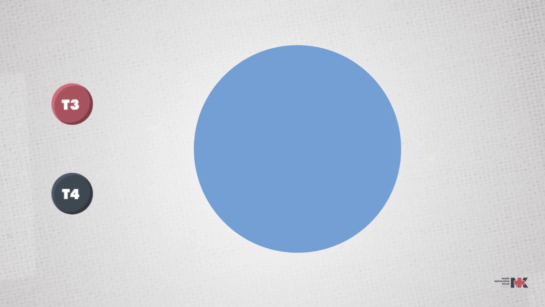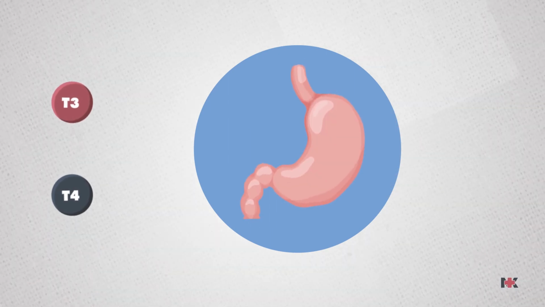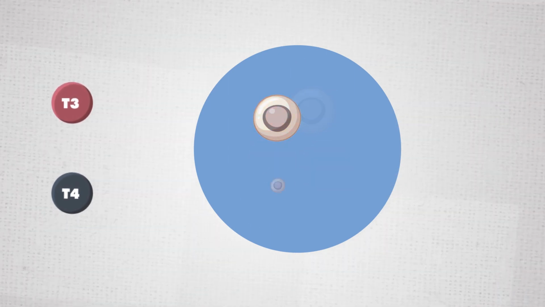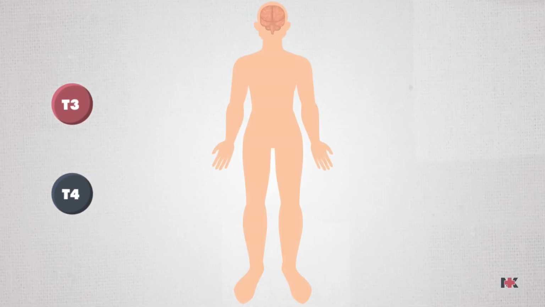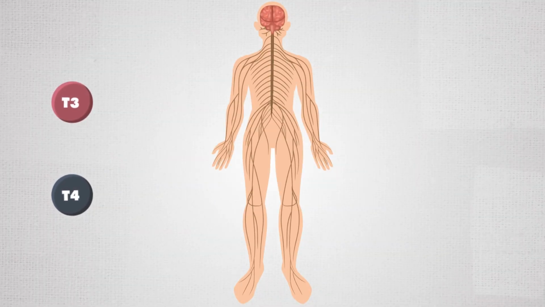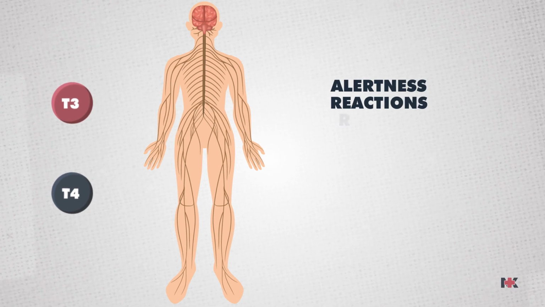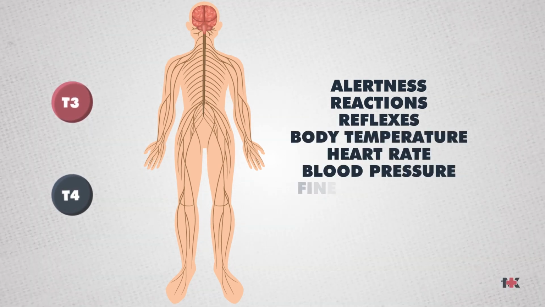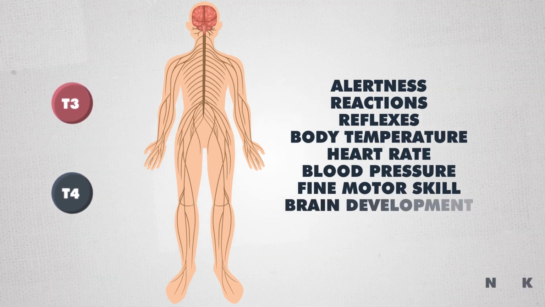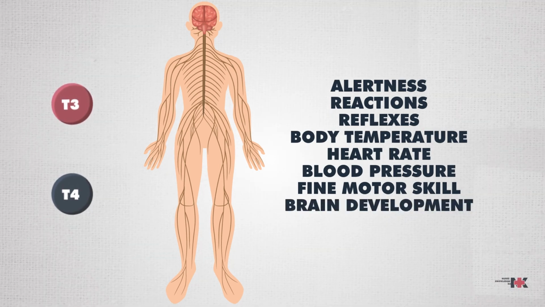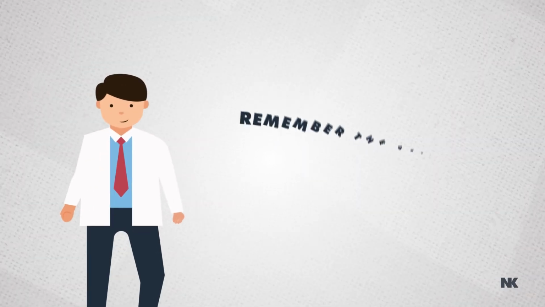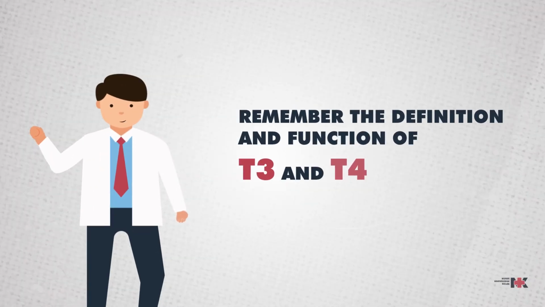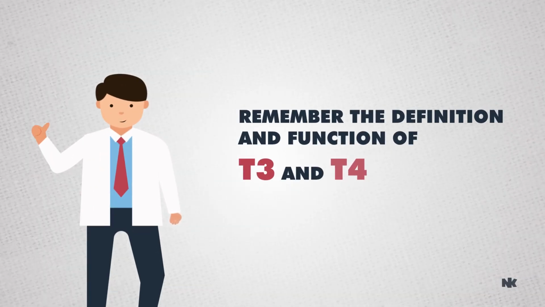T3 and T4 help us burn calories. They determine how quickly we digest food and the rate at which new cells replace even our dead cells. They stimulate the sympathetic nervous system, which is responsible for our alertness, reactions, or reflexes, increase in our body temperature, heart rate, blood pressure, our fine motor skills, and even help our brain develop, especially in children. It's crucial to pay attention to this definition, as it will be useful throughout our entire discussion of the video.